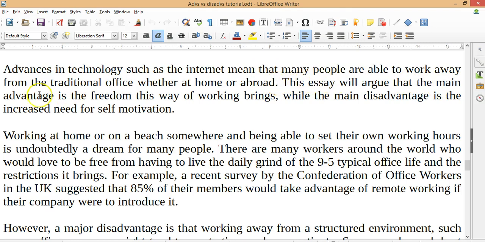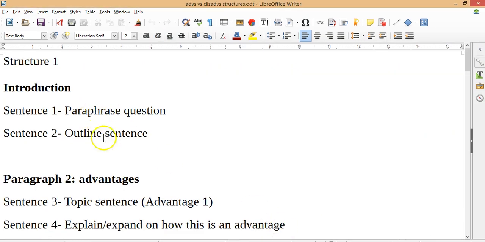This essay will argue that the main advantage is the freedom this way of working brings, while the main disadvantage is the increased need for self-motivation. Okay, if you look at the structure, a phrase, outline.